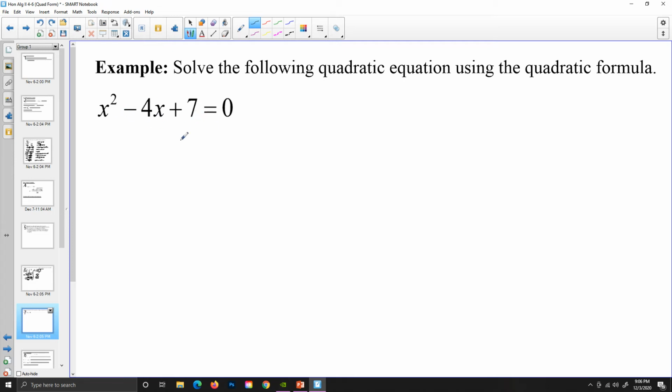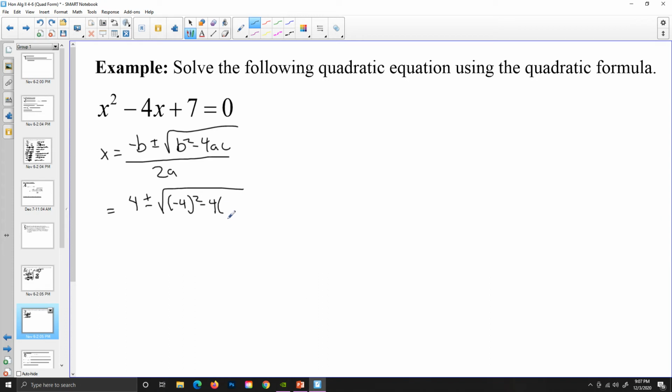So I'm not going to be able to factor this. So again, my A is 1, B is -4, C is 7. And so I start with my quadratic formula, x equals -b plus or minus the square root of b squared minus 4ac all over 2a. So again, I have a negative, so negative becomes +4 plus or minus the square root of -4 squared minus 4. A is 1, C is 7, all over 2 times 1.